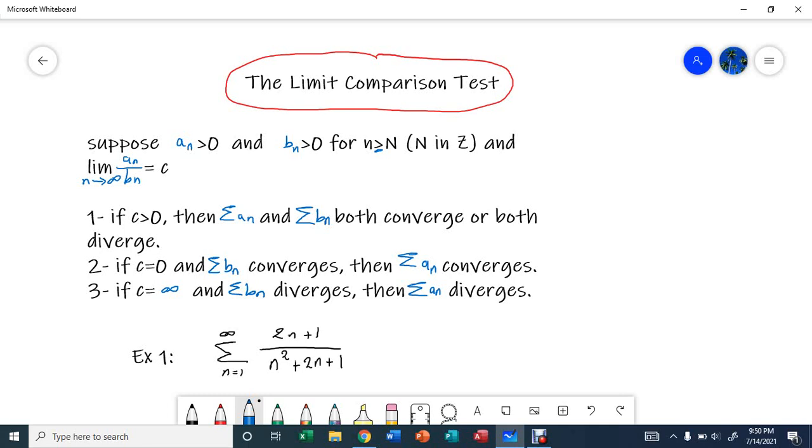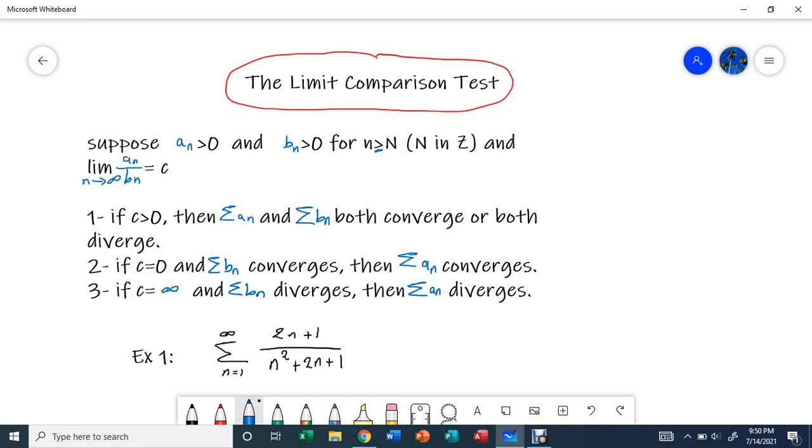Today I'm gonna show you how to use the limit comparison test to determine if a given series converges or diverges. So let's first start with the rule. Suppose a_n is greater than 0 and b_n is greater than 0. That means a_n and b_n have positive terms for some n greater than N, where capital N is an integer, and the limit of a_n over b_n as n goes to infinity equals c.